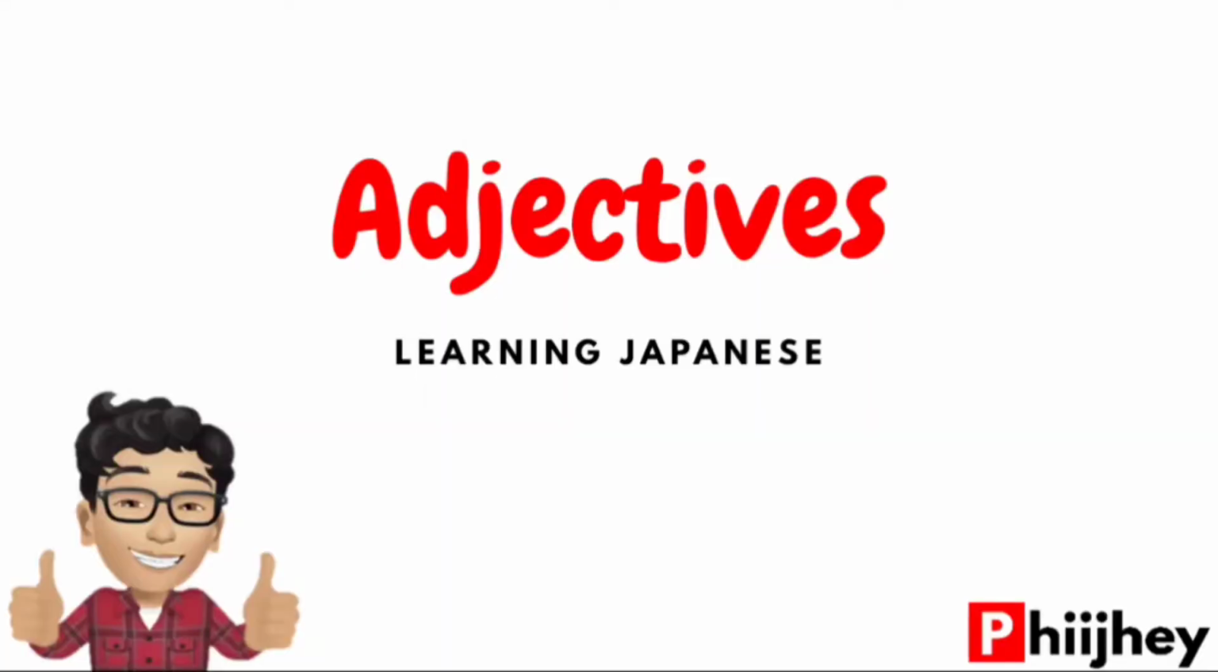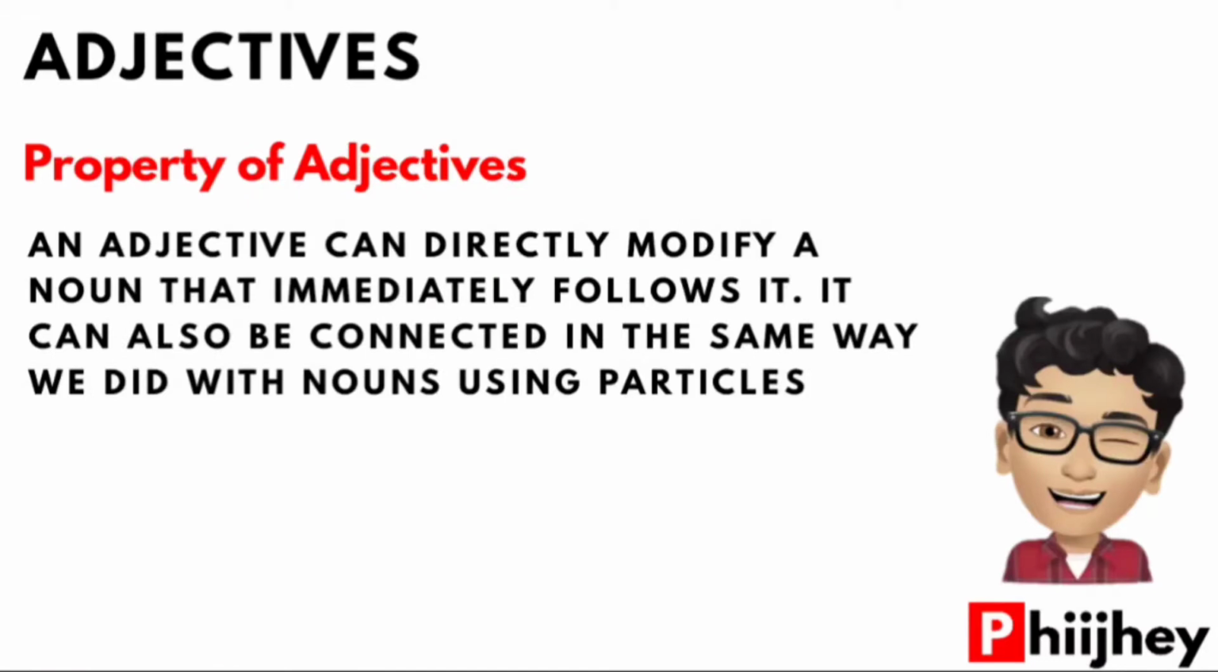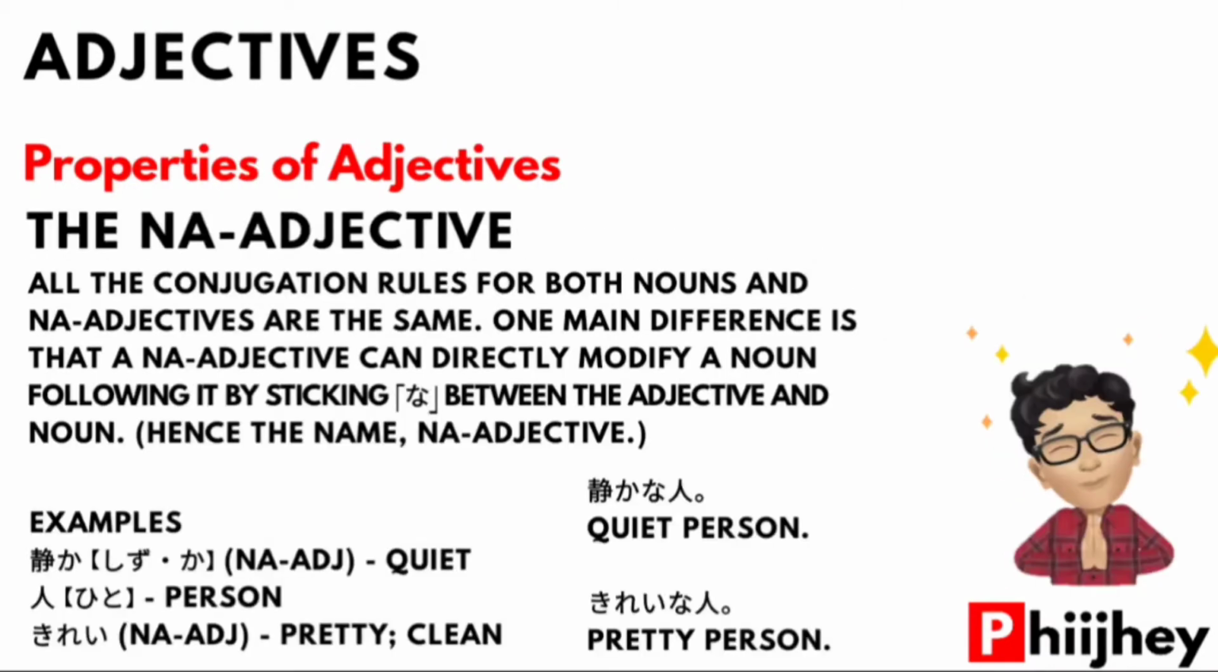Good morning. In this video, we will discuss adjectives. An adjective can directly modify a noun that immediately follows it. It can also be connected in the same way with nouns using particles. The na-adjective is very simple to learn because it acts essentially like a noun. All the conjugation rules for both nouns and na-adjectives are the same.